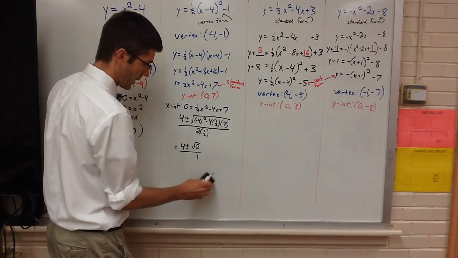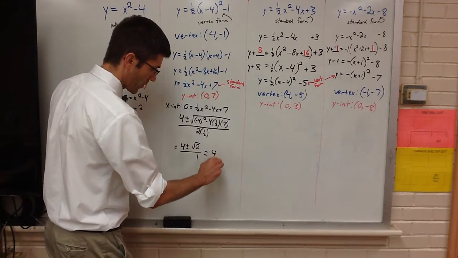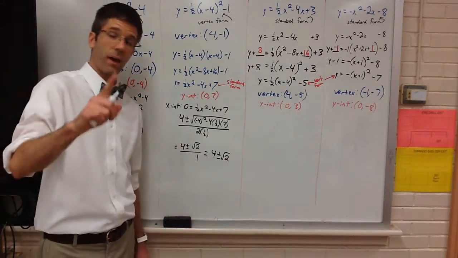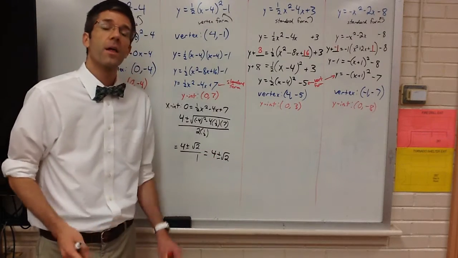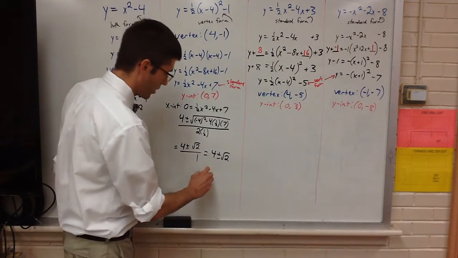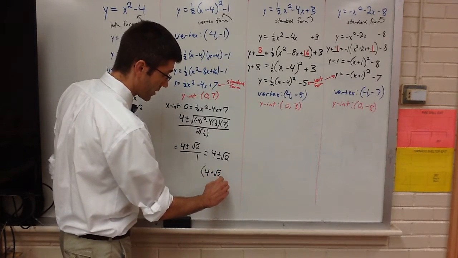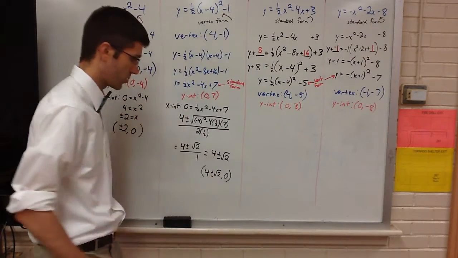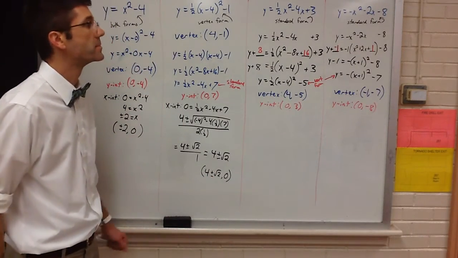If you want to get technical about it, let's get technical. I'm going to erase that part where it says over 1. I'm going to go one more step with it. 4 plus or minus square root of 2. I almost said that is. That's bad grammar. Those are. That is plural. There's a plus and a minus. Those are my x-intercepts. My x-intercepts are at 4 plus square root of 2, comma 0, and 4 minus square root of 2, comma 0. We have found our x-intercepts.